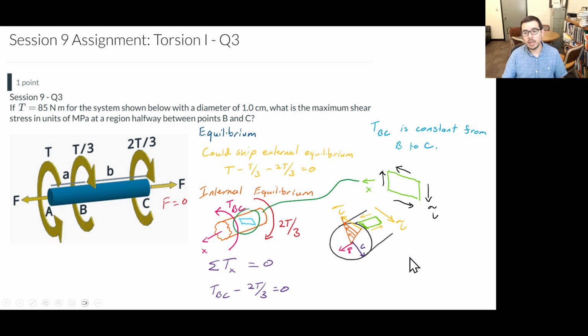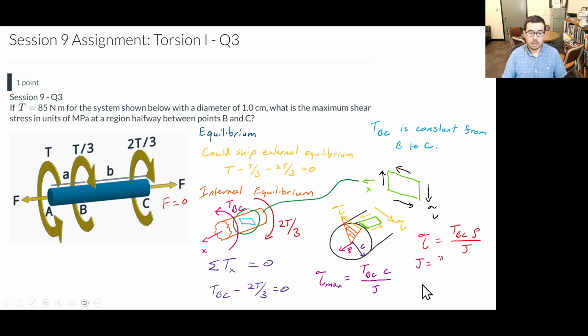So as was derived previously, we can say that the shear stress is going to be a function of the radial distance from the center line of the shaft over the polar moment of area, J. We can also say that the shear stress is going to max out when we get to the outer surface, the radius of the object. So we can also write that it's going to be the internal torque TBC times the radius over J.